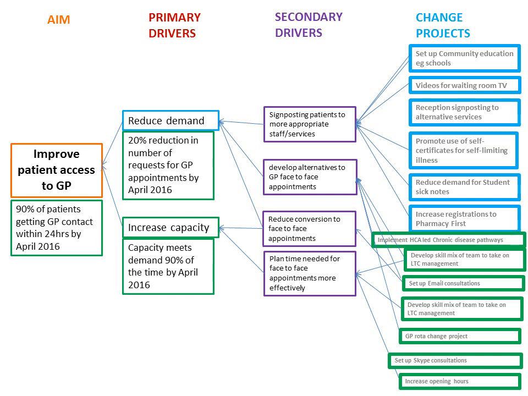So the next step is to put things up on the driver diagram itself. As you can see, aim on the left hand side, followed by primary drivers to its right, and then on the far right hand side we have the change projects, and these are grouped around the secondary drivers. This is really the new step here. The secondary drivers have been identified by grouping our change projects around themes.